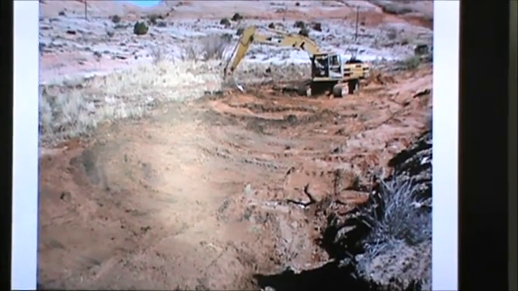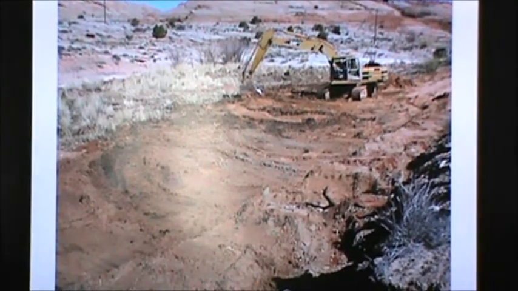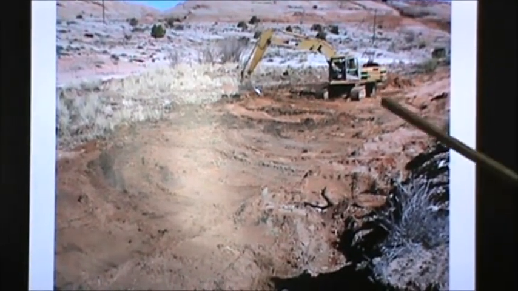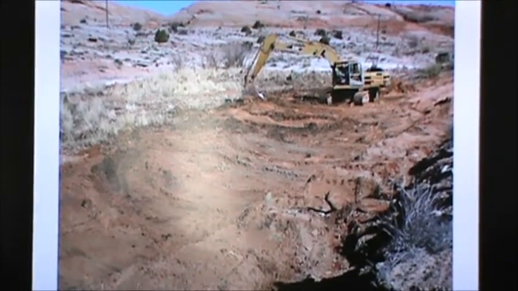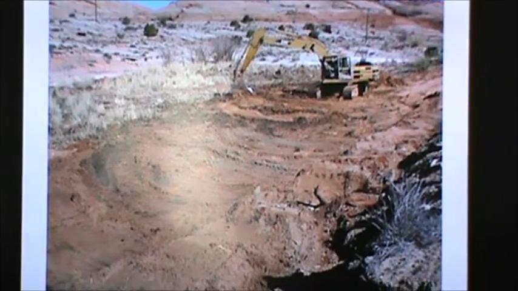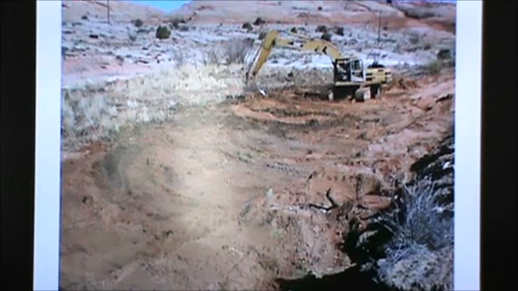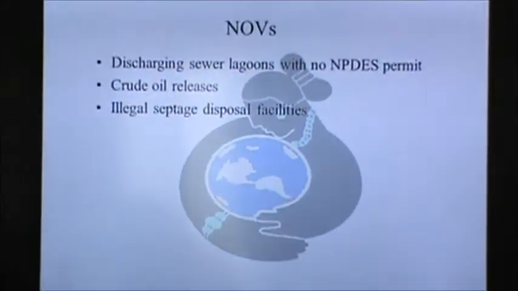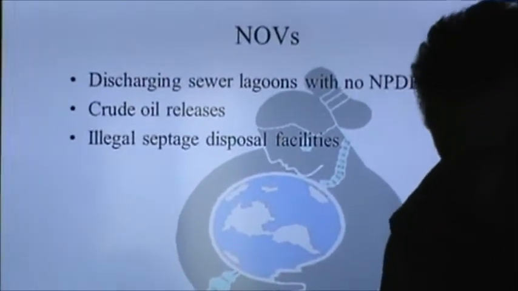And this is over in Red Mesa, where there was an oil company that had a broken crude oil pipeline, and it was coming down this wash. We wrote them a warning letter, told them what they had to do, and they ended up cleaning up the spill. But there are cases where there's more action needed than just a warning letter.